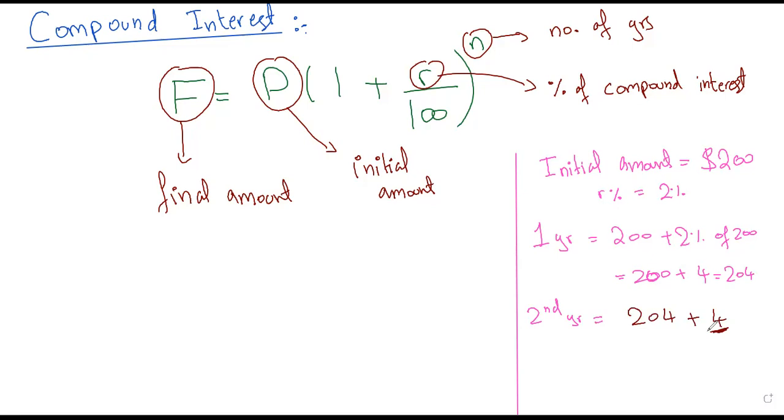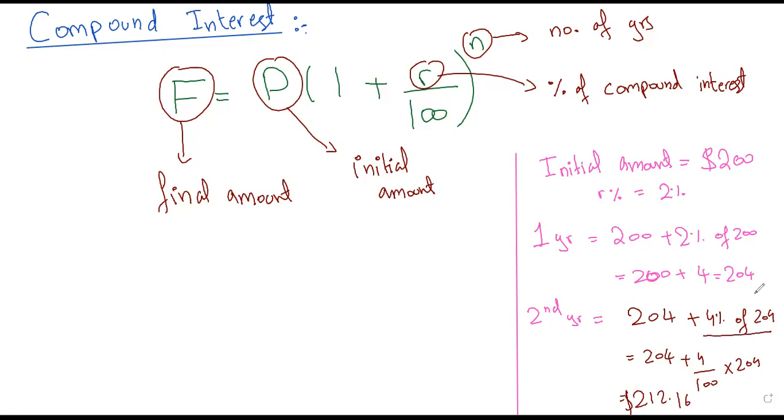But for compound interest, it would be 4% of this new amount. So what would be the value? 204 plus 4 divided by 100 into 204. So you are going to get 212.16 dollars, right? So this is the difference in compound interest and simple interest. This is for compound interest.